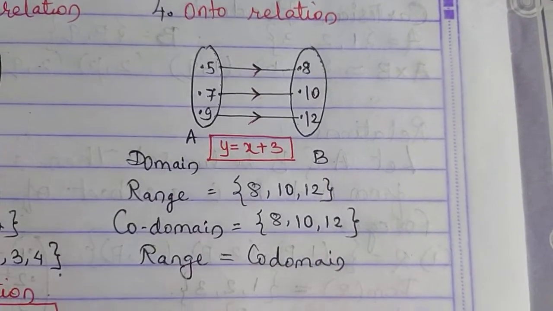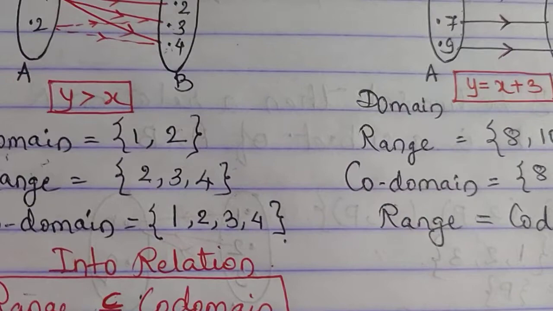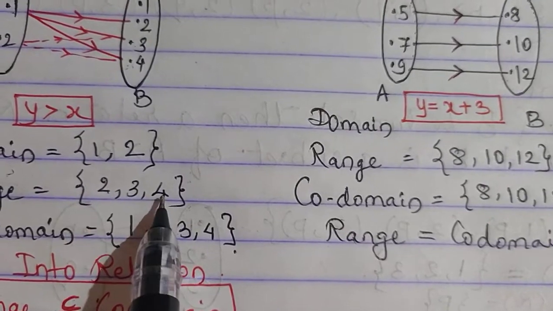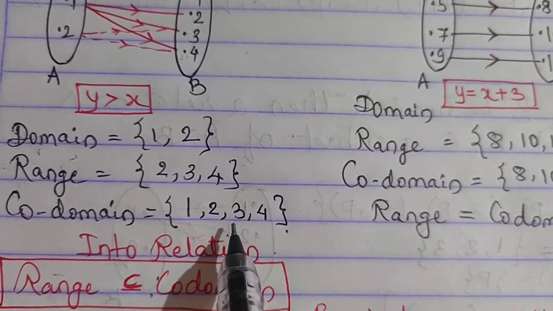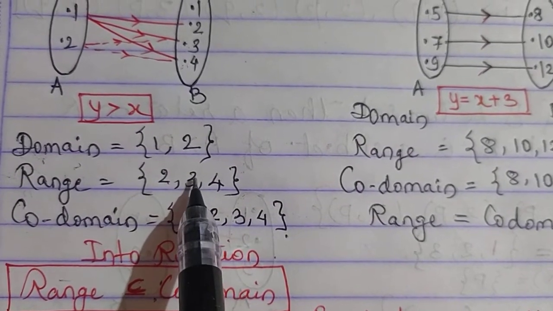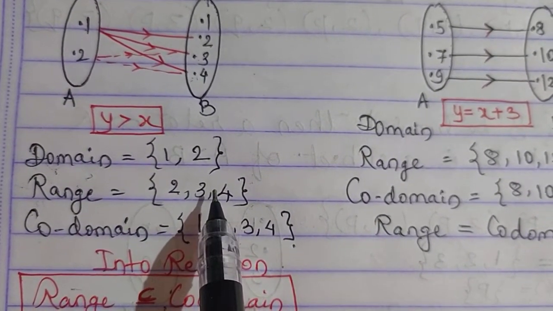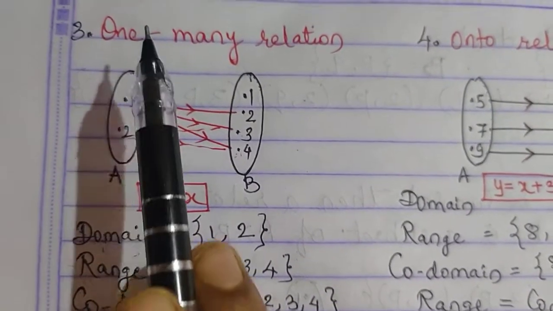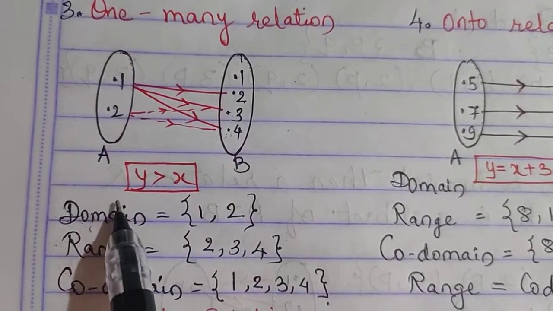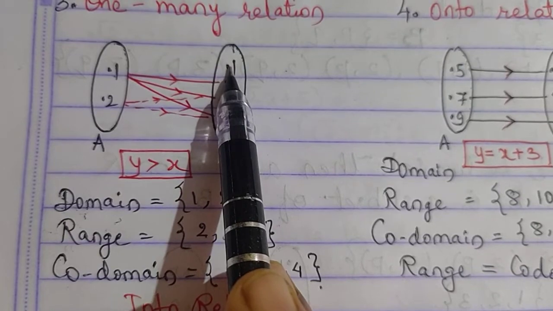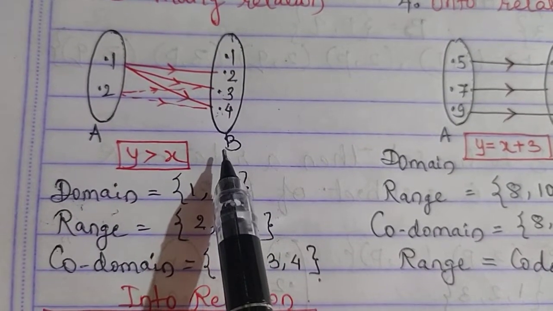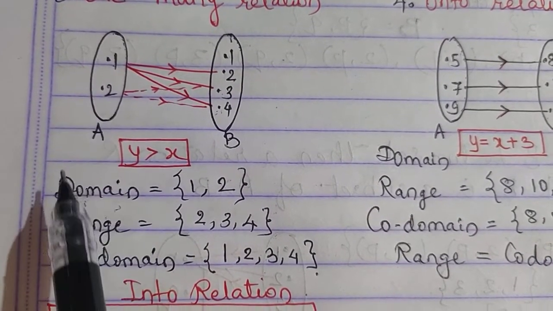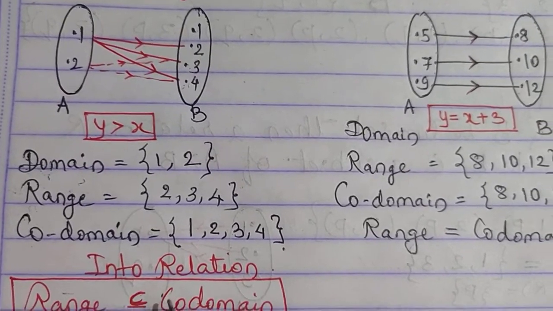Okay, and when the range is a subset of the codomain, or we can say that when there is some extra element in the codomain which is not in the range, in that case the relation becomes into relation. Therefore, this relation is one-many relation as well as into relation, because there is this extra element, one element in the codomain in the set B which does not have any pre-image in the set A. Understood the types of relation?